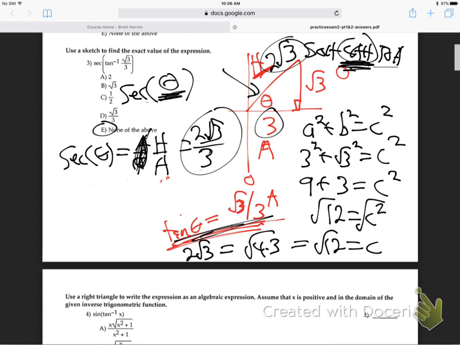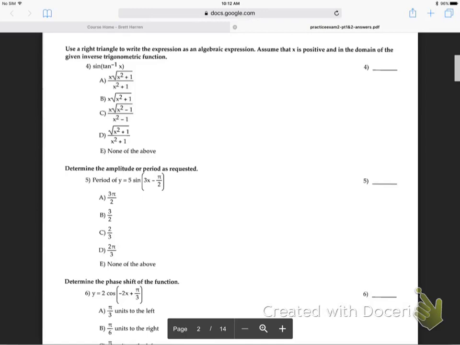And you guys didn't like that question. 59% missed that one. Does that make sense now? So none of the above. 2 root 3 over 3. We good? Questions? All right, practice that. Before we go, was 4 important? Yeah, 4 is another one you didn't like.